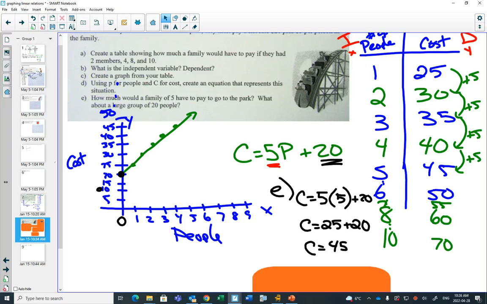Would you have to use the formula? Probably not if you did the table of values and it was in your table of values. So sometimes you have a shortcut, like I already have this answer. I know it's 45. But if you wanted to use the formula, all of a sudden 3 buses come up, and there's the family of 32.